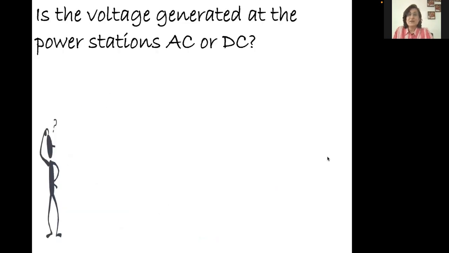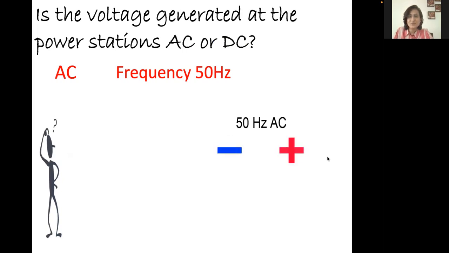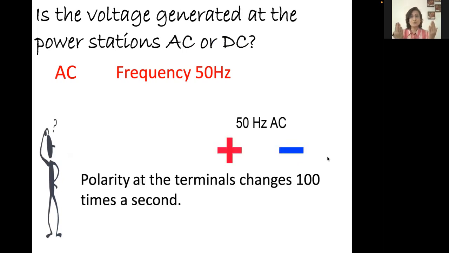right? But now, is this voltage generated AC or DC? It's AC, which has a frequency of 50 hertz. Now, what does that mean? 50 hertz means the polarity at the two ends is changing. Polarity is changing 100 times a second. 50 times at one terminal and 50 times at the other terminal. So a total of 100 times a second. That's why the frequency is 50 hertz, 50 per second.